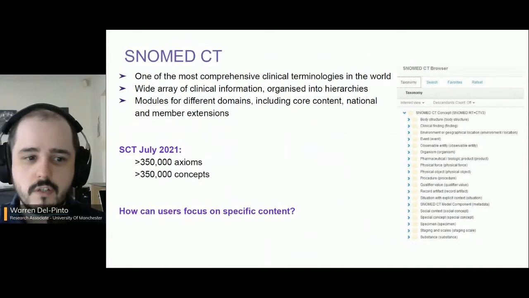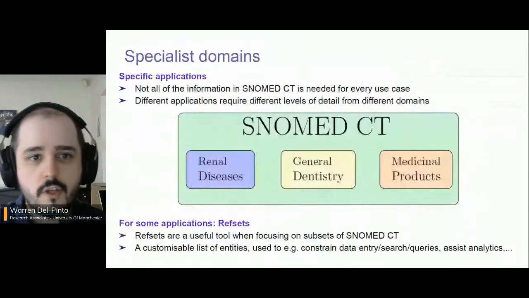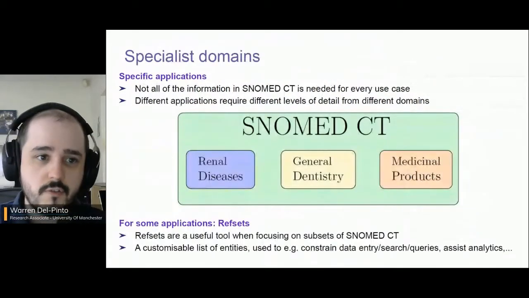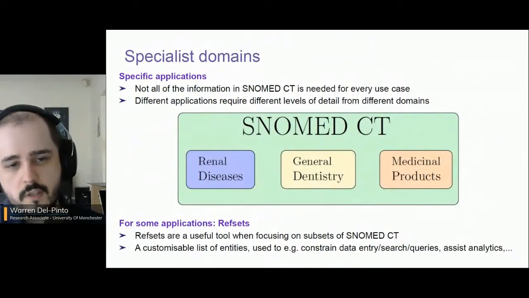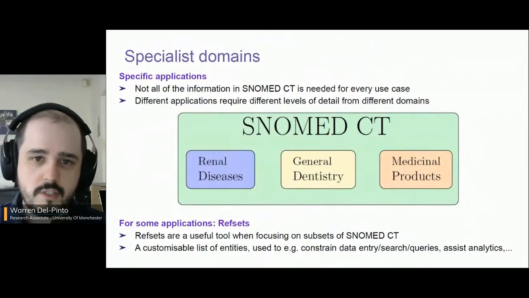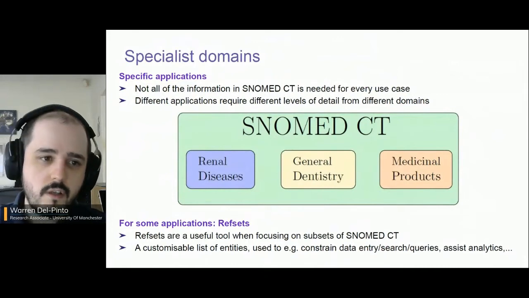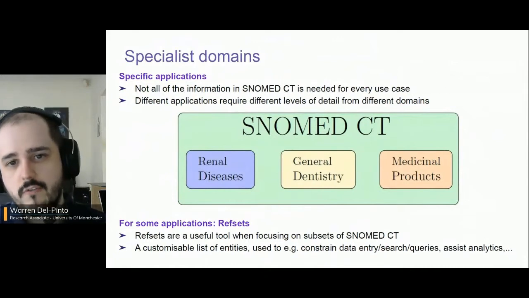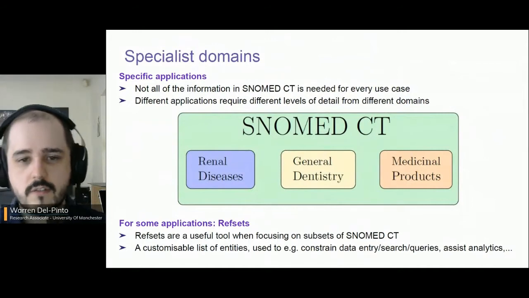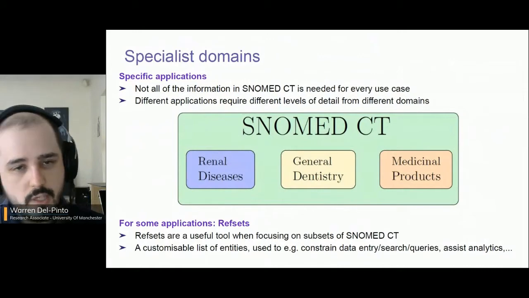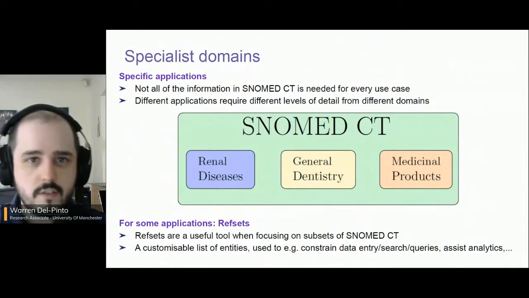But it does raise the question, how can users focus on specific content? For a lot of specialist domains, there are a lot of specific applications associated with them. And not all the information in the SNOMED CT terminology is needed for every use case. So for different applications, we require different levels of detail from different domains. From SNOMED CT, we might, for example, just need the content to do with renal diseases, to do with dentistry, to do with medicinal products. And each of these applications has different needs.